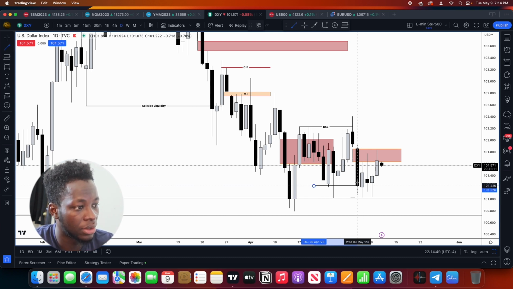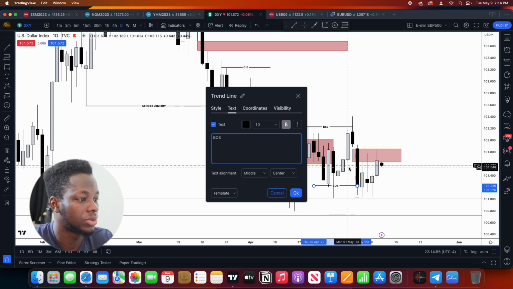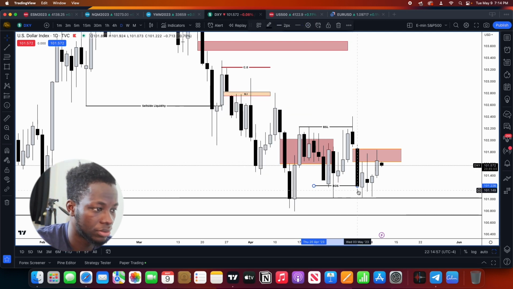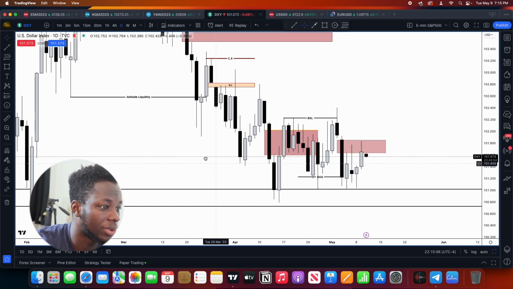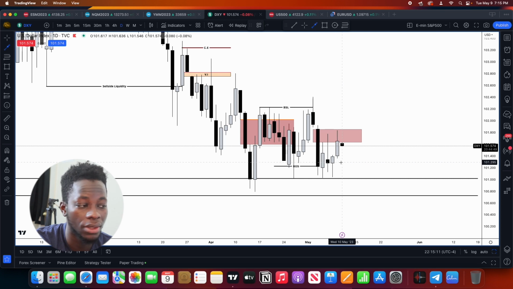We have a market structure shift right here, that little shift. We had a fair value gap, we had a volume imbalance. Ideally, you just want price to trade from the volume imbalance and start moving lower. So what I'm looking at going into this week, for the rest of the week, is a sell on DXY, which will set the stage for a buy on S&P 500.